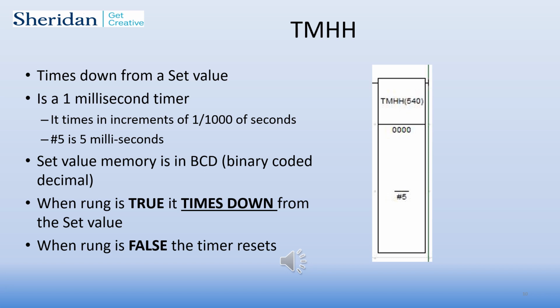And like the TIM, we use the hashtag to precede the number, so we show that it isn't, in fact, a channel that we're monitoring here, that it is actually a number. It's a BCD number. And hashtag 5 actually represents 5 milliseconds. The memory, as I said here, is in BCD, binary coded decimal. When the rung is true, it times down from the set value placed in the timer. When the rung is false, like the TIM, it resets.